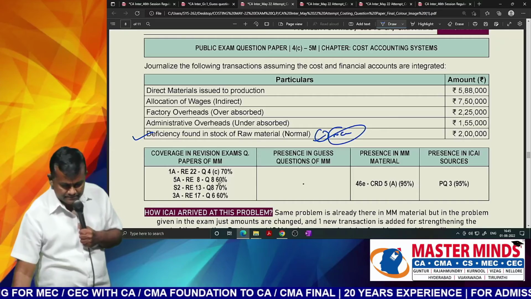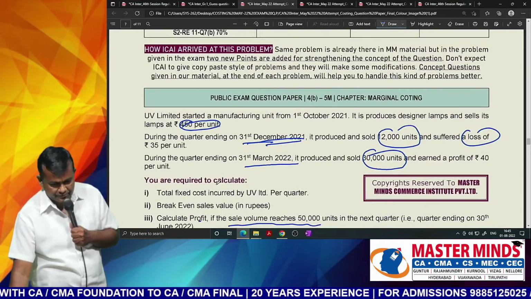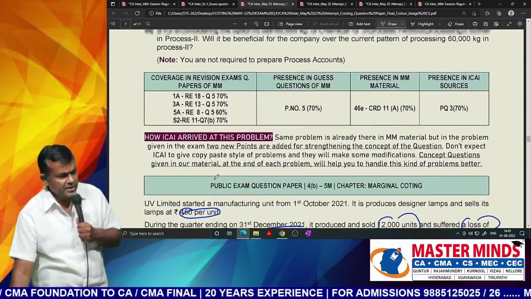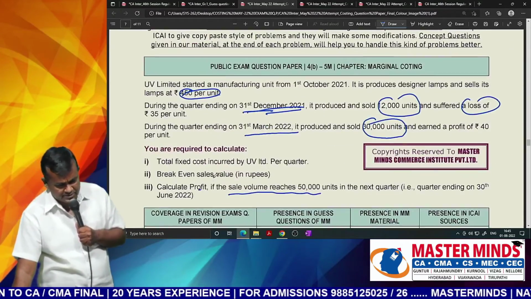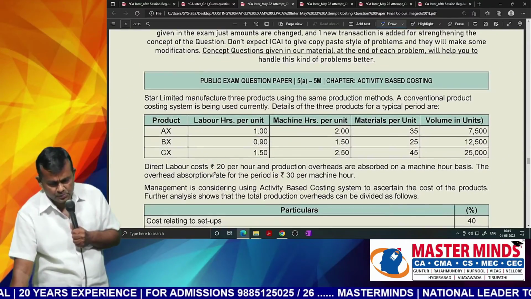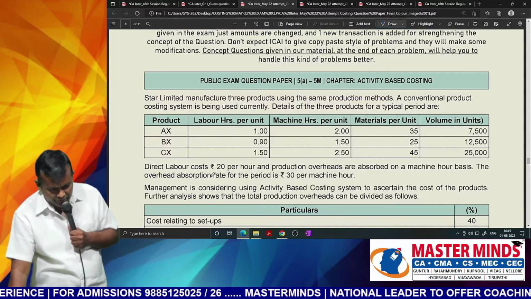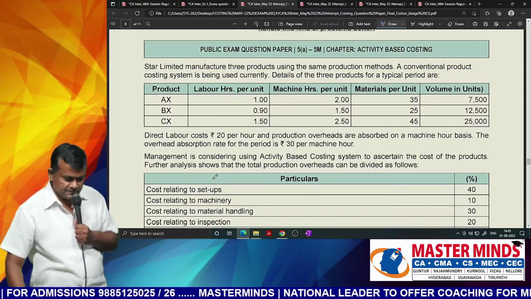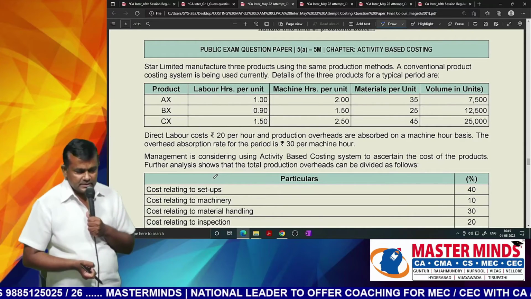Right. So this is 4C. 4A process costing, 4B marginal costing, 4C cost accounting system. Next, fifth question. This is the presently running chapter, activity based costing.